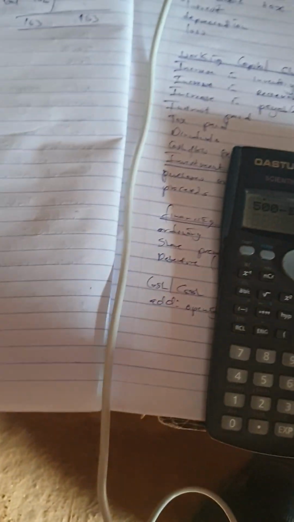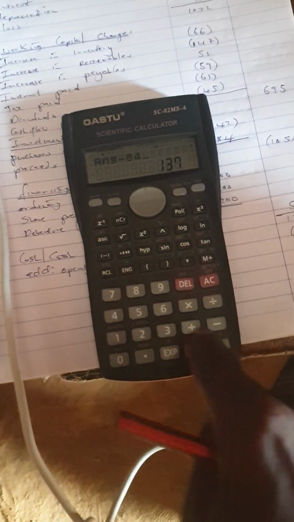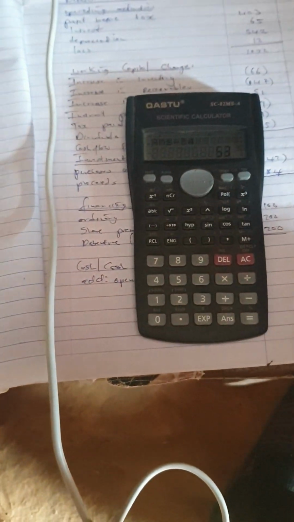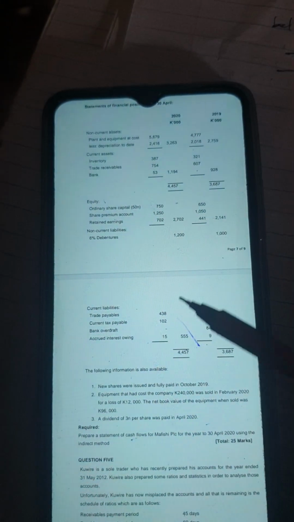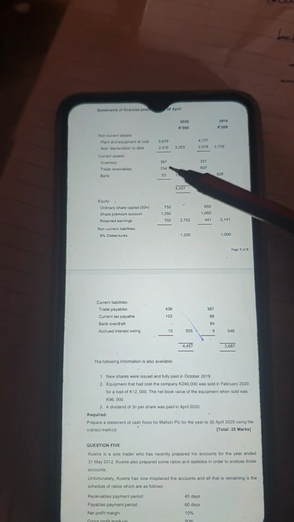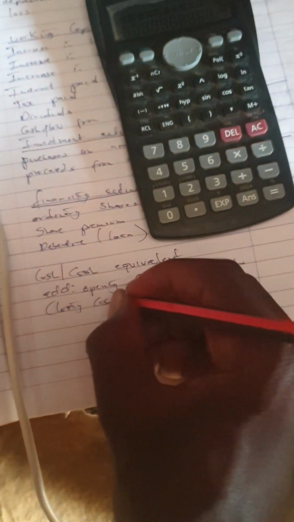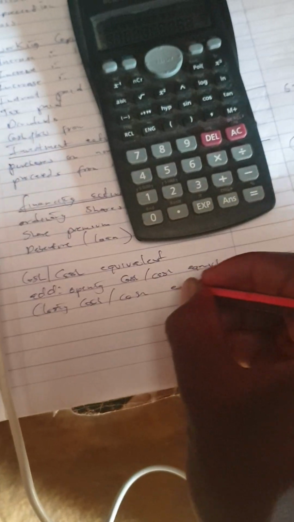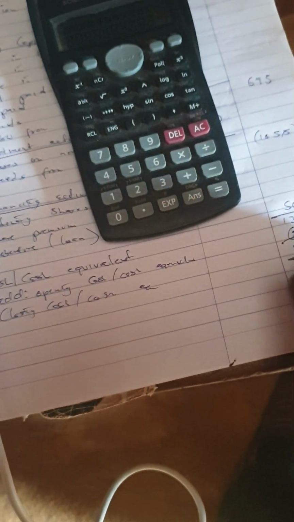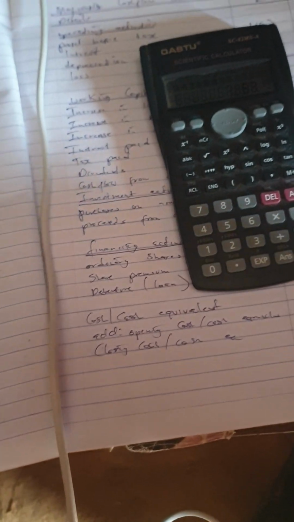Opening cash and cash equivalent was a negative 84, which will be presented in brackets. So with the figure that we have, we're going to subtract 84, and we should arrive at the closing. So the closing indeed was 53, which means everything that we've done is correct. So if we do that, we're arriving at the closing cash and cash equivalent, which is 53. We are done with the second question.